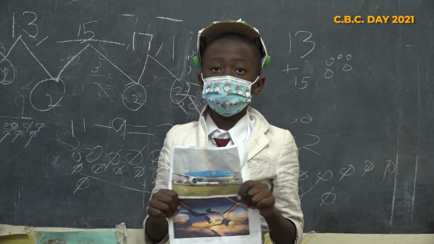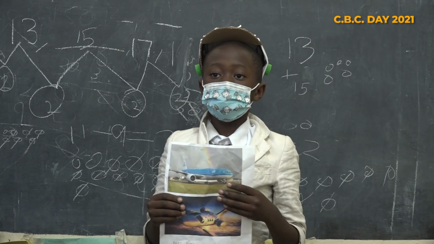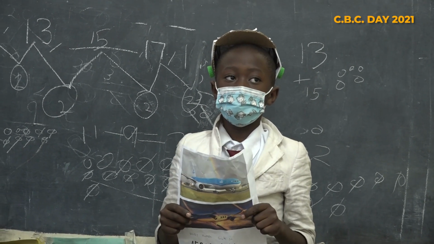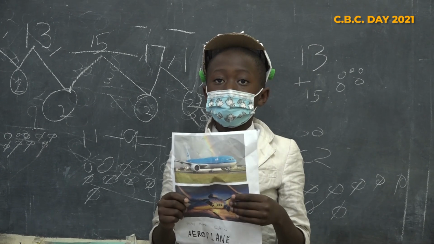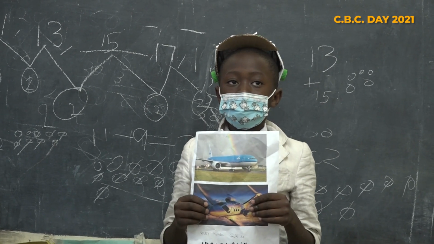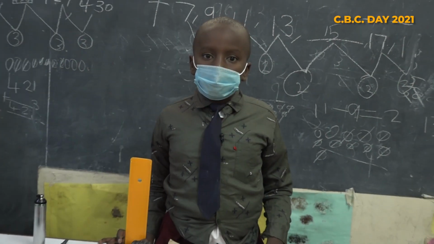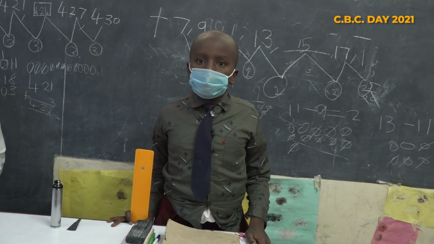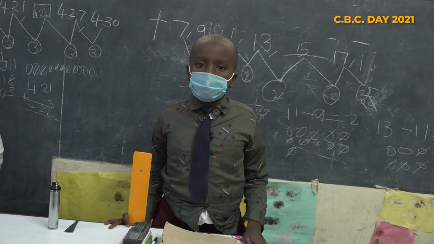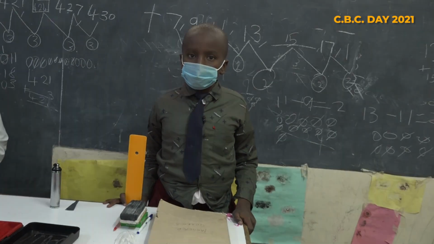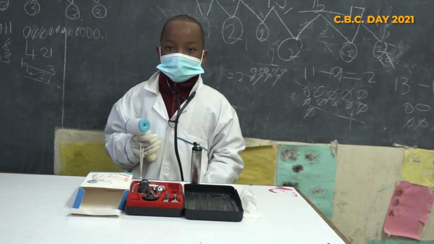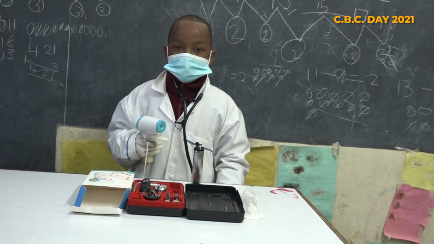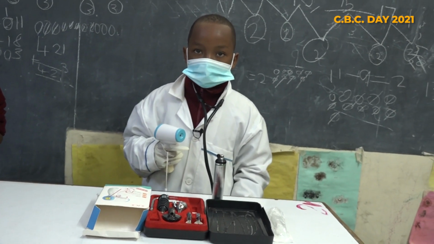I'm in grade 3. A pilot is a person who flies an aeroplane. When I grow up, I would like to be a pilot. My name is Seth Andrew Jospert. I am in grade 3. I am a teacher. I am a person who teaches people. My name is Tajin Tua. A doctor is a person who treats sick people. When I grow up, I would like to be a doctor.